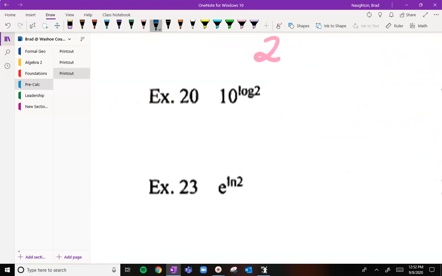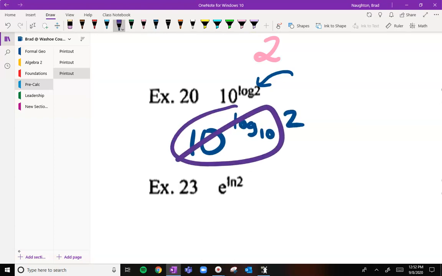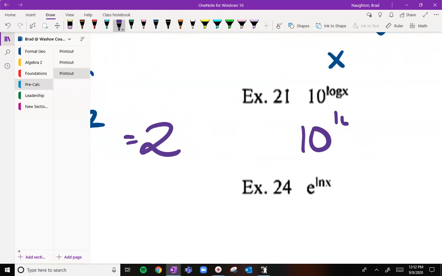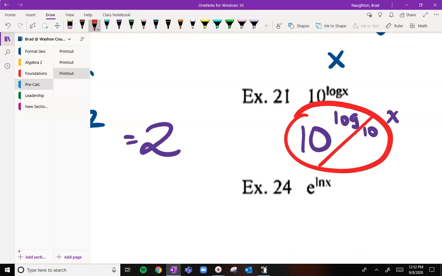Alrighty, another common base, because remember, anytime we have a log, that's log base 10. So 10 to the log base 10 of 2 cancels out, and that's just 2. 10 to the log base 10 of x, common base rule, so my answer is just x.